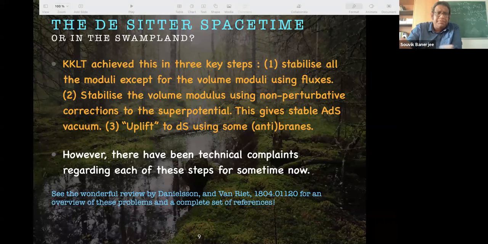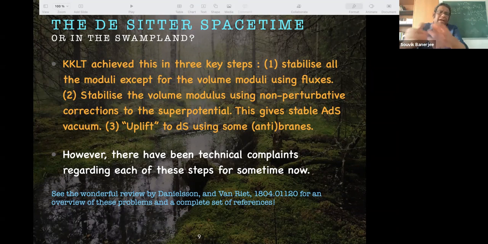In each of the steps, for example in the first step, this stabilization of the moduli and also this uplifting, etc. And there is a nice review by Wolf, Danielsson and Van Riet in 2018, where they give an overview of this problem of KKLT and what the possible resolutions, or possible ways out, are. But this is about KKLT.